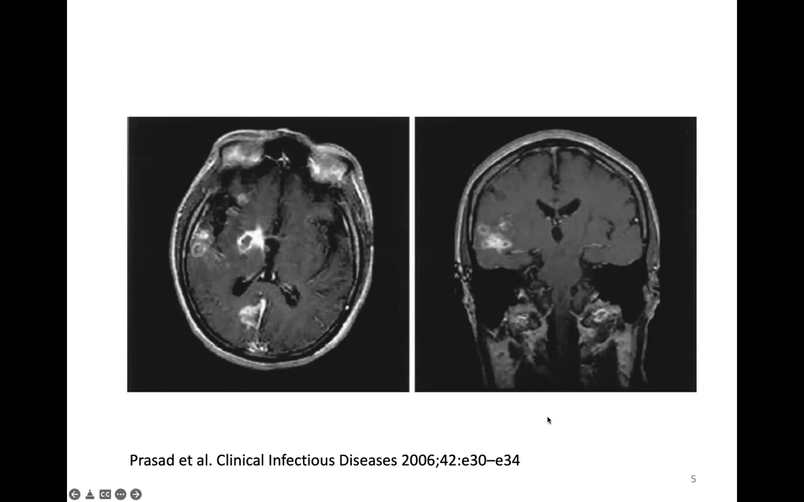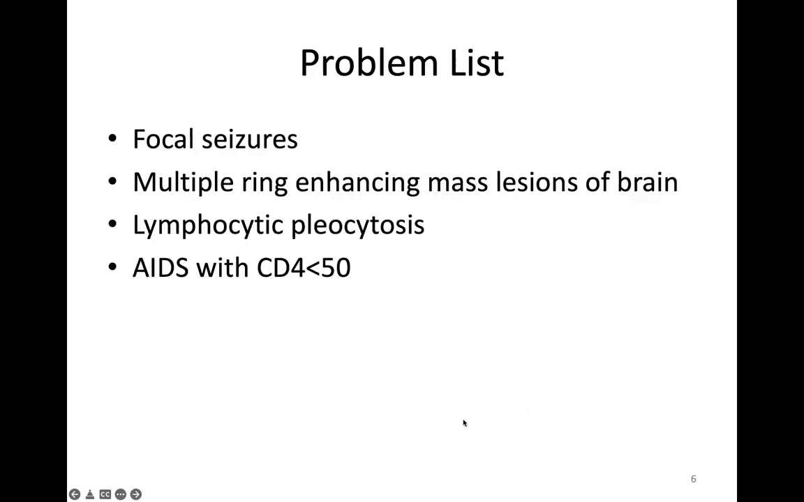Great stuff. Thank you for that. Colleagues, I'm hoping you are enjoying and learning as much as you can. Multiple ring enhancing lesions, so that's where we are. As a problem list, we've got a patient who presents with focal seizures and multiple ring enhancing lesions of the brain. There's an increased white cell count in the CSF, but it's mostly lymphocytes. And then we classify such patients as having AIDS because of the severe immune depletion in the context of an HIV positive patient. So this is at the problem list level.